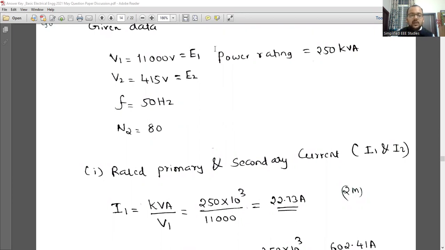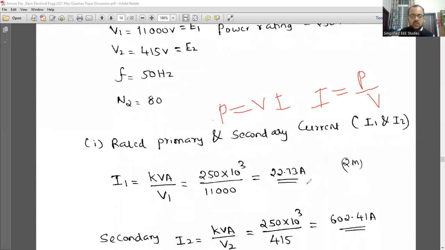See, people are getting confused. The simple equation for power is voltage into current. Here I am asking you to calculate the current. Current is nothing but power by voltage. Power is how much? 250 into 10 to the power 3, because 250 kVA will be converted to VA. In the denominator, it is in terms of volts, so that I take it uniformly. So I will be getting I1 is equal to 22.73.